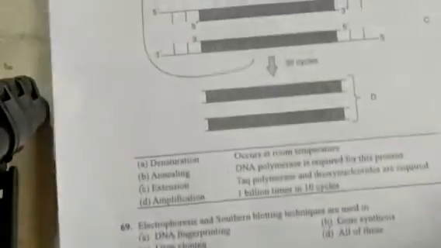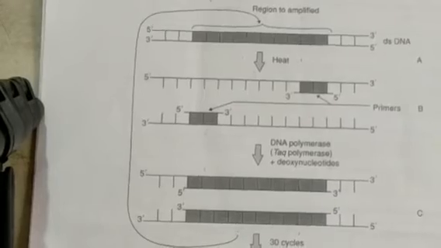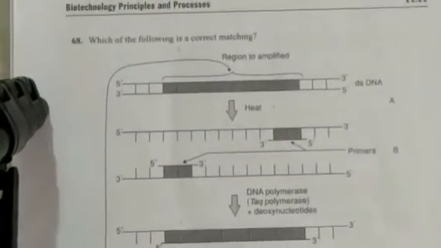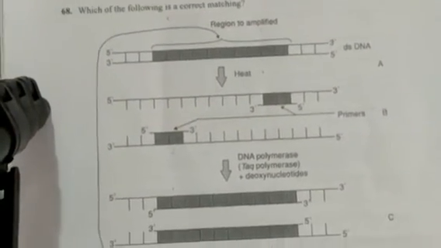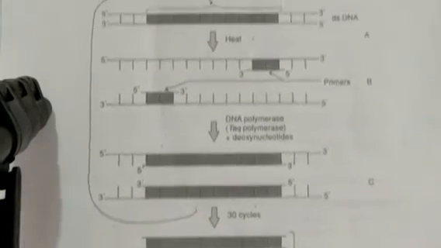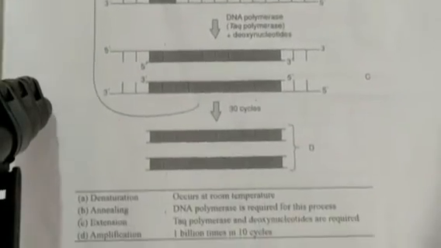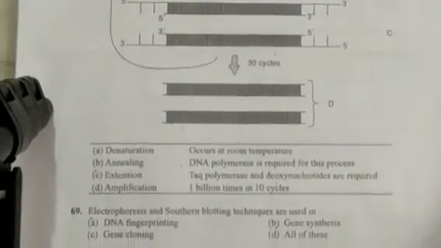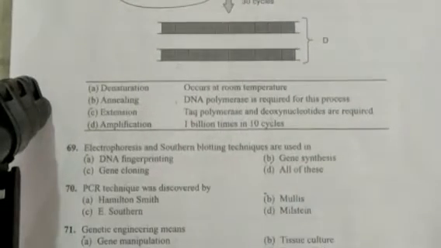So let's continue. This is the diagram. You all very well know which of the following is a correct matching here. The diagram is given, so you can scroll like how I am doing it, and the options are given here. A, denaturation occurs at room temperature? No, cannot be, right? Annealing with DNA polymerase? For annealing we don't use polymerase. Polymerase is used for polymerization.